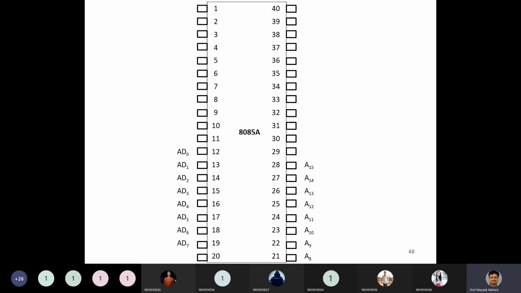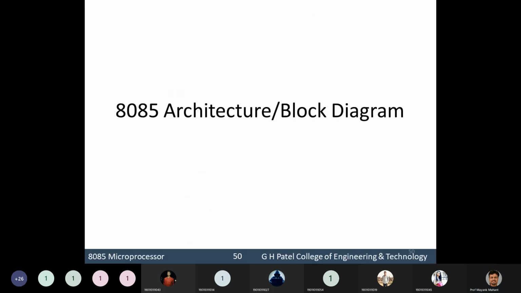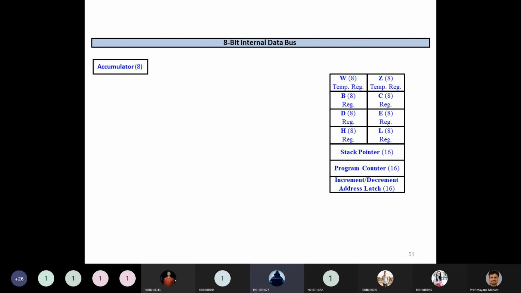So this is how all the pins of your 8085 microprocessor are organized, and we have discussed every pin of our 8085 microprocessor. If you have any doubt related to any pin that I have discussed up till now, you are free to ask. No, sir, no doubts up till now.